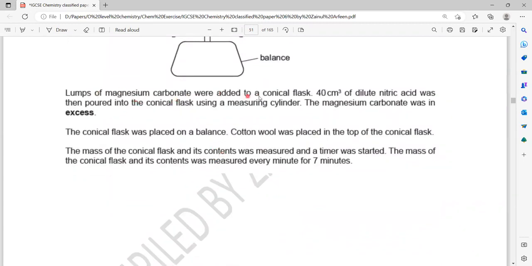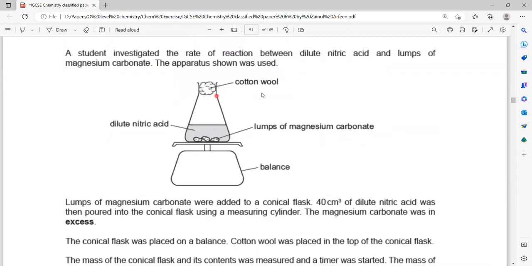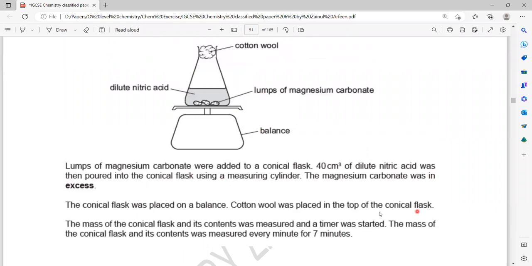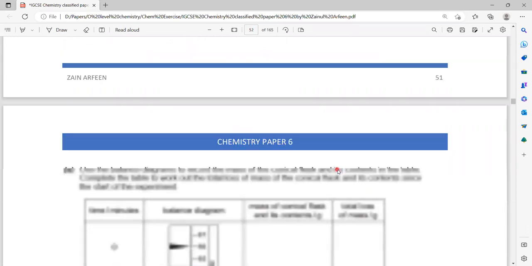Lumps of magnesium carbonate were added into a conical flask. 40 cm cube of nitric acid was then poured into the conical flask using a measuring cylinder. Then magnesium carbonate was in excess. The conical flask was placed on the balance and the cotton wool was placed. The purpose of the cotton wool is to prevent the reaction mixture from escaping. The mass of the conical flask and its content was measured and the time was started. The mass of the conical flask and the content were measured every minute for 7 minutes. Like we measure after every minute and continue for 7 minutes.